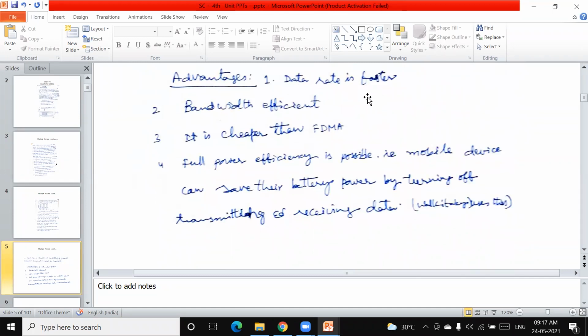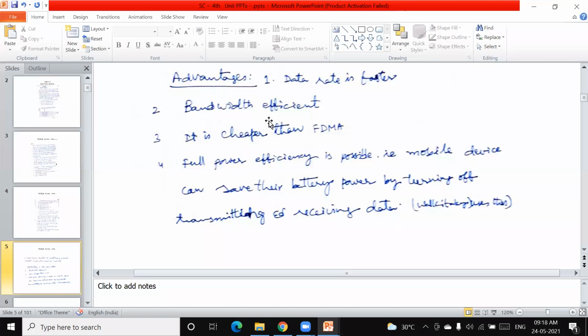Data rate is faster, as we have said, because during time slot 1 all the available bandwidth is being utilized by user 1, therefore tremendous speed will be there. Data rates are very fast and bandwidth is used more efficiently, because in the time slot the bandwidth is utilized more efficiently. We are not sharing the bandwidth.